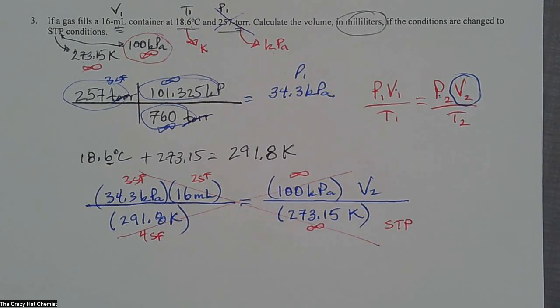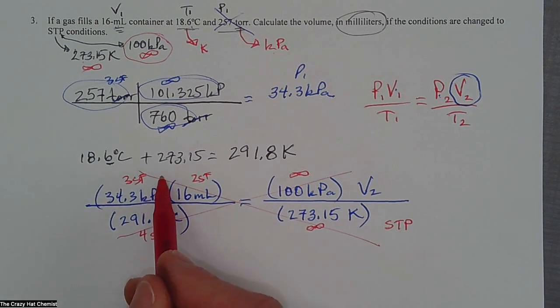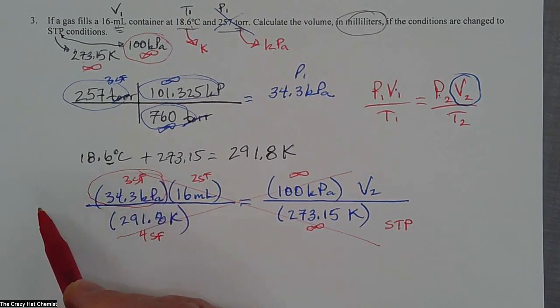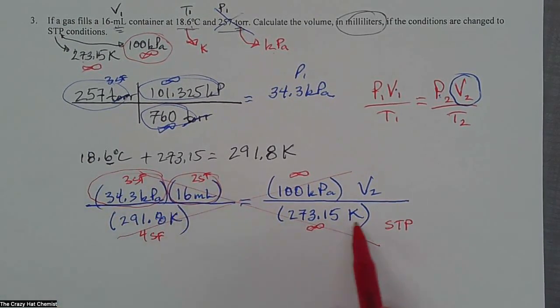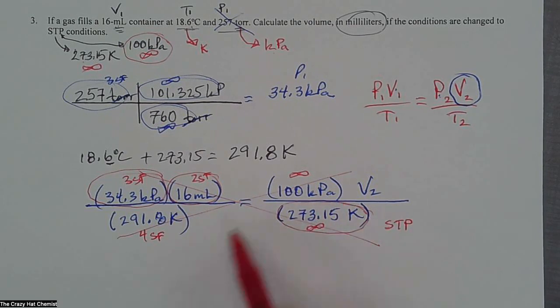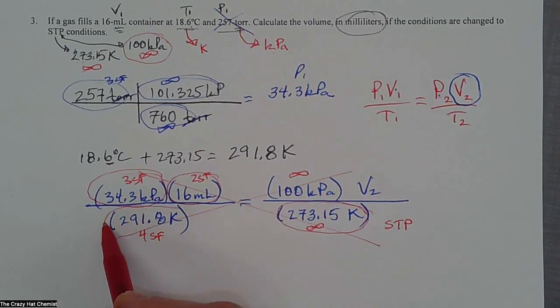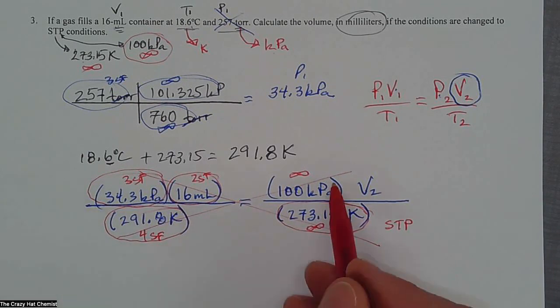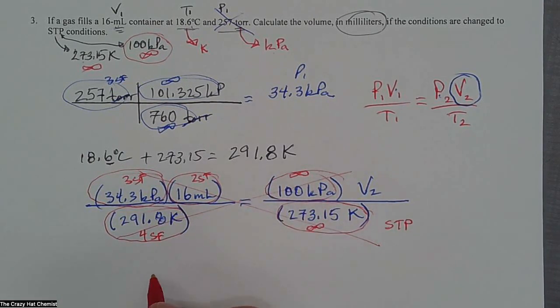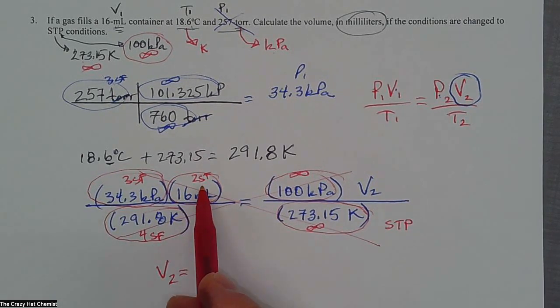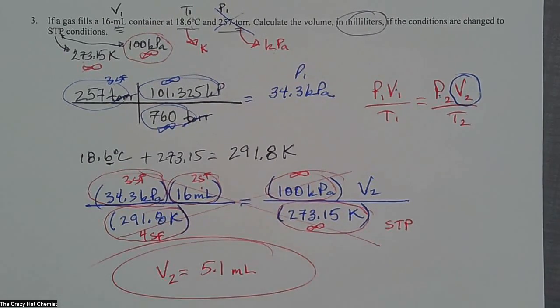So here's what we're going to do in our calculator: 34.3 times 16 times 273.15 divided by 291.8 divided by 100, and I'm going to solve for V2. And that's going to have 2 significant figures here, and that's going to be 5.1 milliliters. All right. Hopefully that looks really good for you.